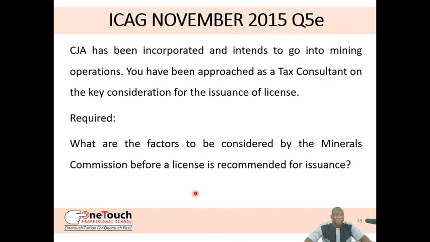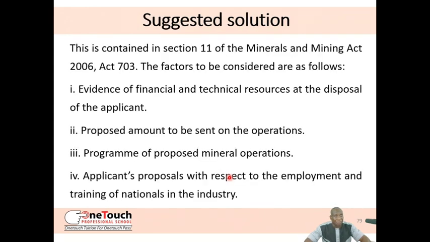That's all. Okay, so this one, November 2015, question 5E: what factors are to be considered by the Minerals Commission before a license is recommended for issuance? You have to provide the resources, like I told you, your program, how you're going to involve nationals in employment and all that. So those were the factors that we considered. When you look at the previous notes, is there evidence of the financial and technical resources at the disposal of the applicants, proposed amount to be spent on the operations, program of proposed mineral operations, and the applicant's proposal with respect to the employment and training of nationals in the industry.